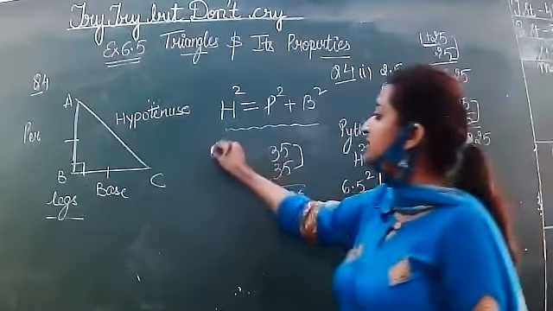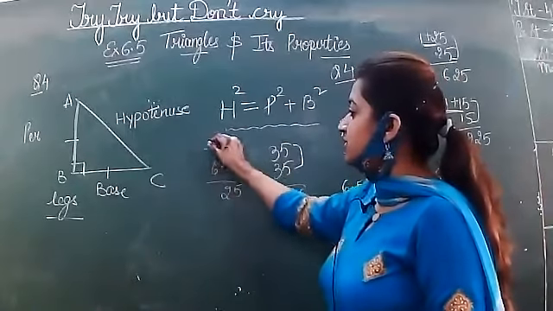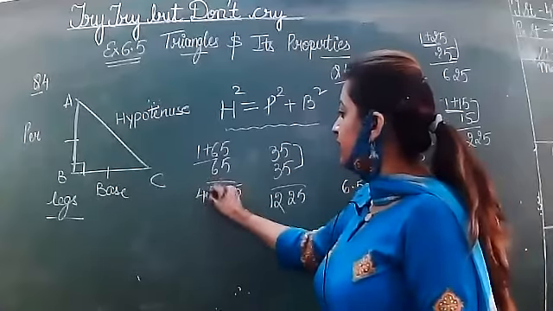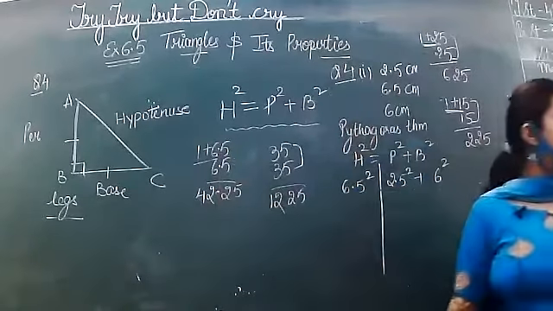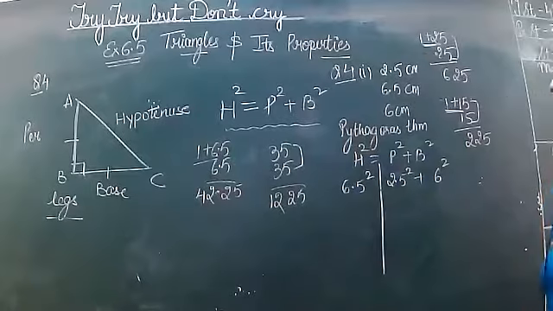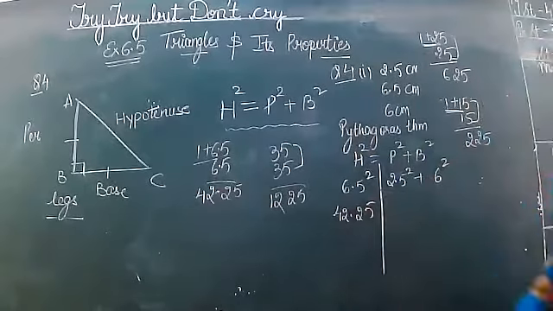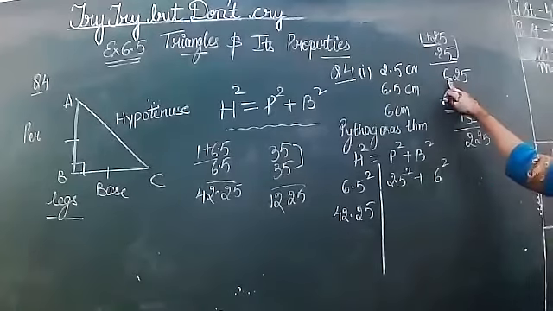Now 65 into 65. 5 5s are 25. 7 6s are 42. Now the decimal is there, so you will put the decimal before the 2 digits. That will be 42.25. Any doubt?